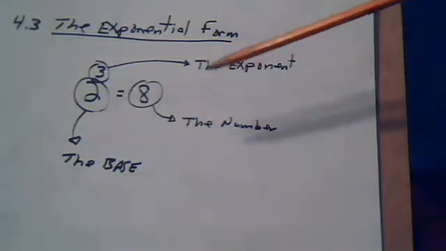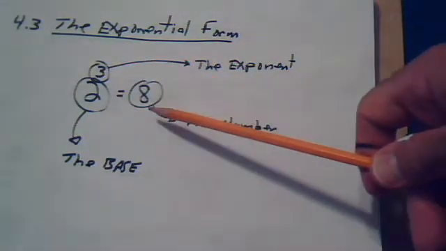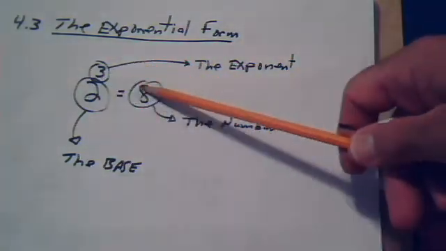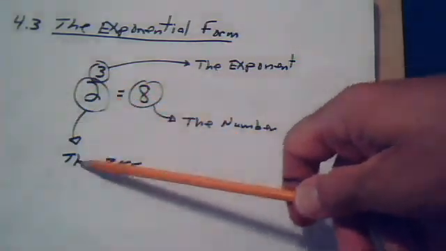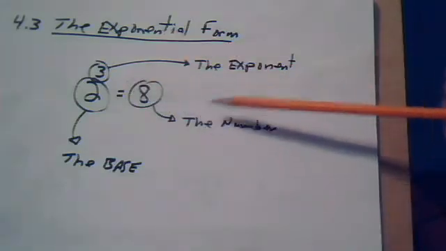These are some names of locations. If you put a number in exponential form, it would be 2 to the third equals 8. This number is called the base, the top one is the exponent, and the one over here by itself is just called the number.